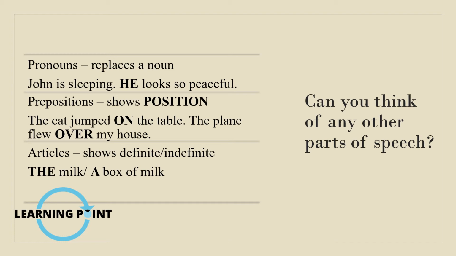Preposition shows position, it's in the name. And an article shows whether something is definite or indefinite. Now I want you to write these down and remember the definitions of them as well. And make sure you write down the example as well.